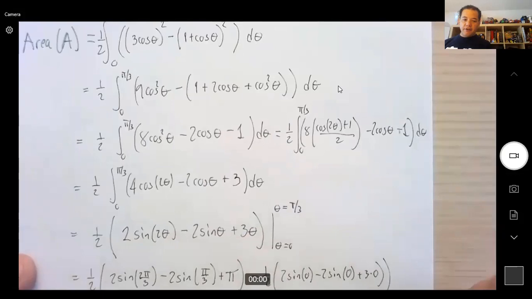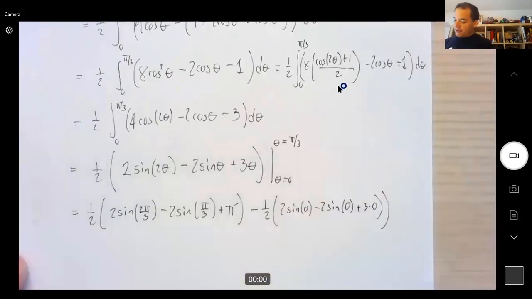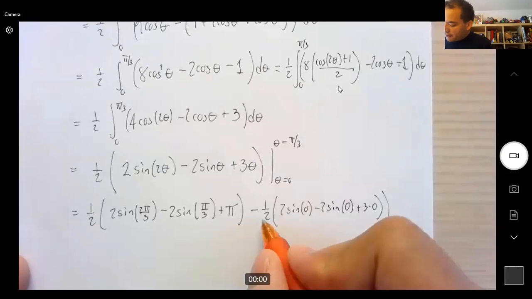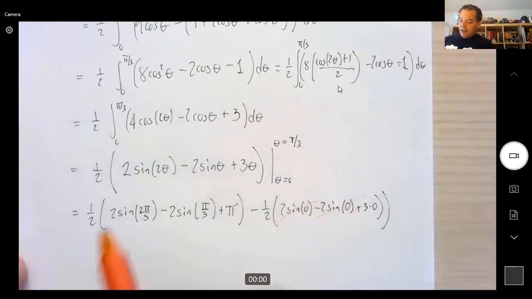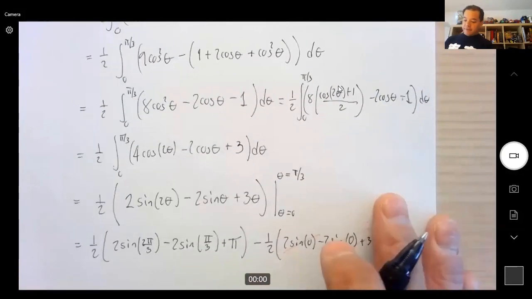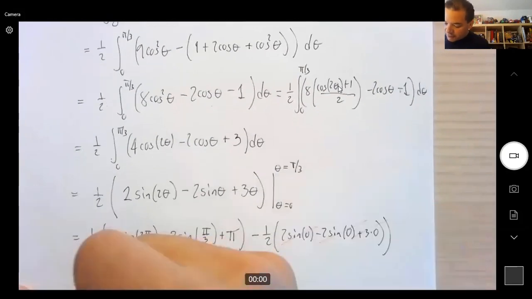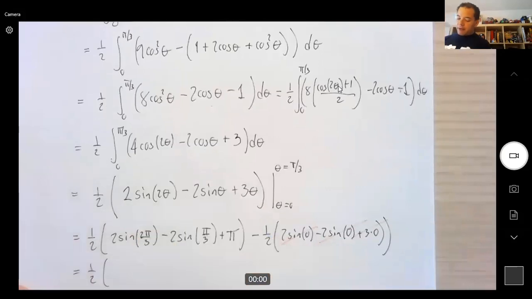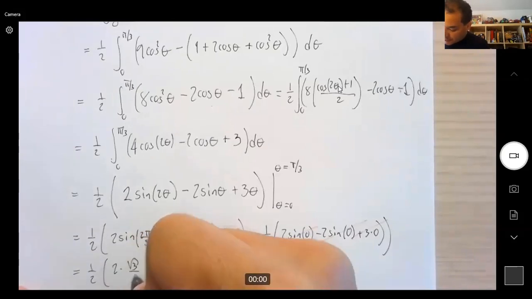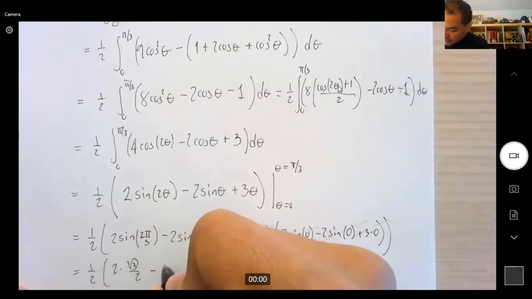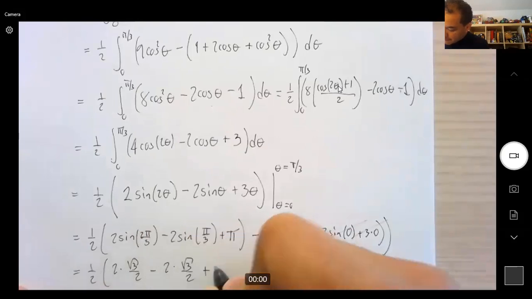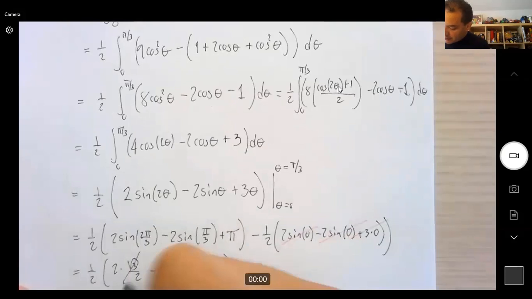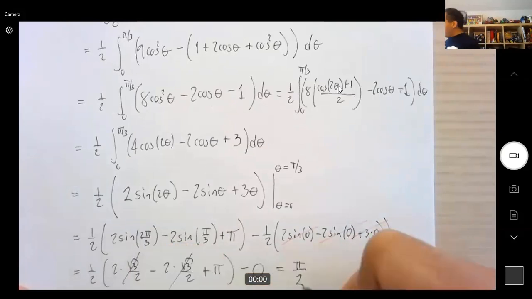Okay, everything here is 0. You don't need to simplify it. These are all zeros. And sine of pi over 3, that's 60 degrees. That's square root of 3 over 2. And the sine of 2 pi over 3 is the same. So this is 2 times square root 3 over 2 minus 2 times square root 3 over 2 plus pi minus 0. This guy goes away, and the answer is just pi over 2.